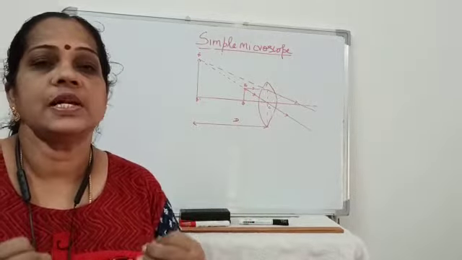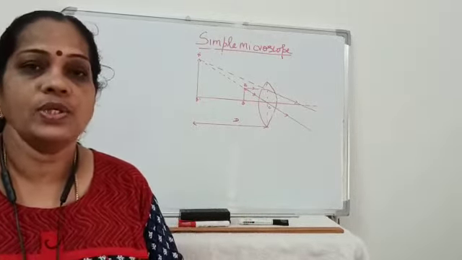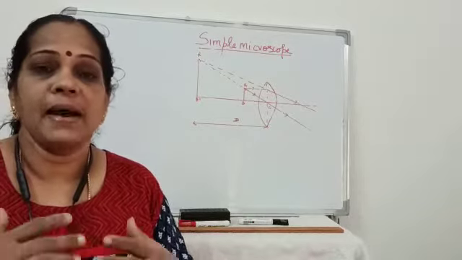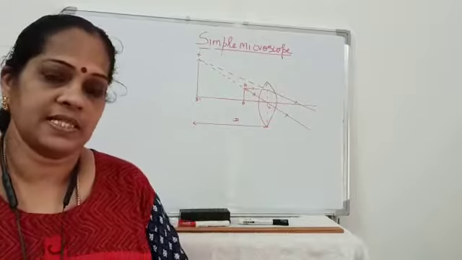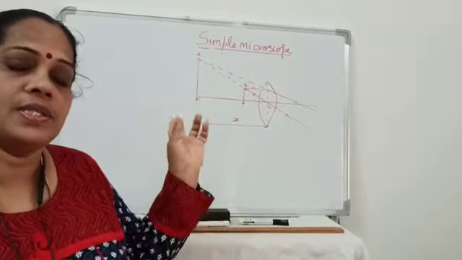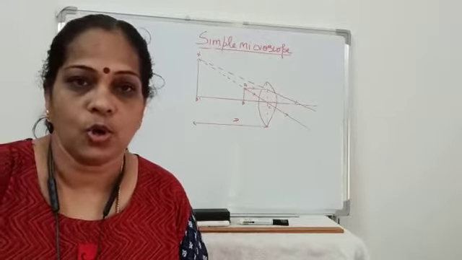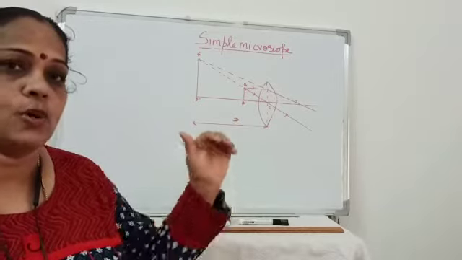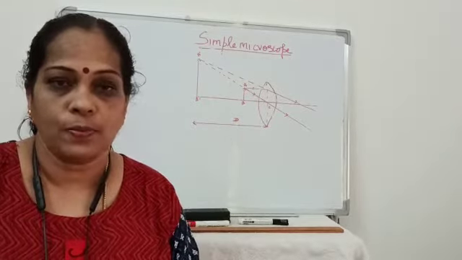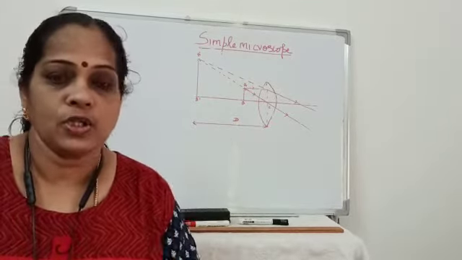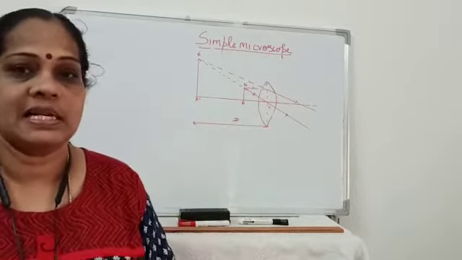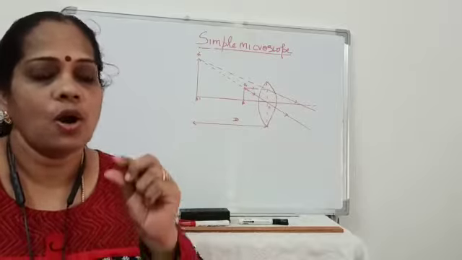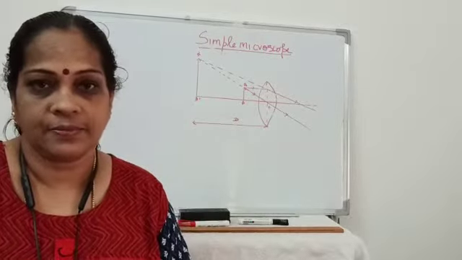A microscope is an optical device which is used to get magnified images of very tiny objects. Here we are going to study about two types of microscope: one is the simple microscope and the other is the compound microscope. A simple microscope, as the name suggests, has a single convex lens or converging lens of very short focal length.